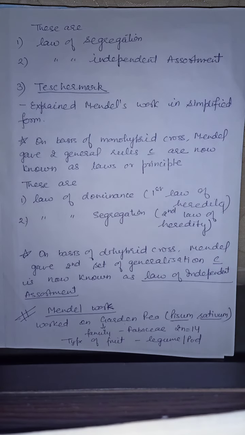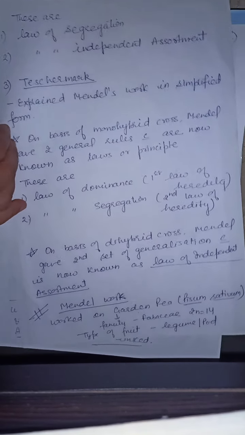Mendel worked on garden pea, that is Pisum sativum. The family of garden pea is Fabaceae and the number of chromosomes in the garden pea diploid cell is 14. The type of fruit is legume or pod.